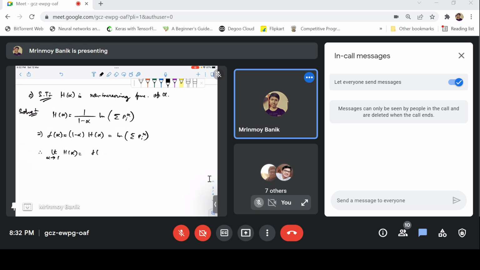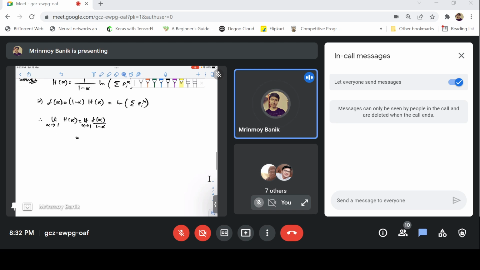It's the limit as alpha tends to 1 of F alpha by 1 minus alpha. And here we have a crucial observation. Since the sum over pi power 1 is equal to 1, this implies F1 is, sorry, F1 is log of 1, that is 0. So we can add and subtract F1 here. We don't even have to subtract, we can just add or subtract.